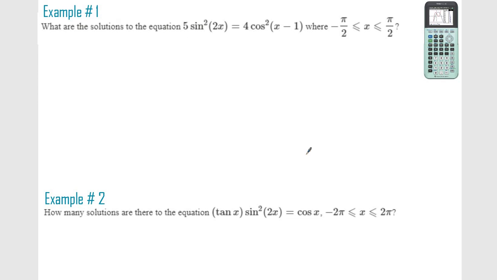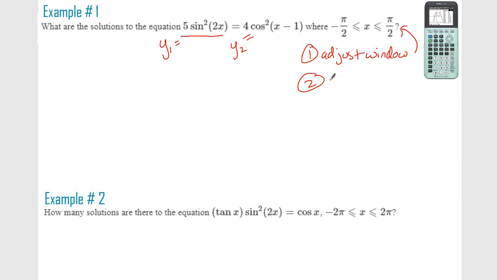All right, so here we can keep going. We can do the same thing. Plug this in as your y1 equation, plug the second side, the right side, as your second equation, and then look for the intersection. A couple things you want to look out for: adjust your window. Usually they tell you what to use. The second thing is to check your mode, whether it's degrees or radians.